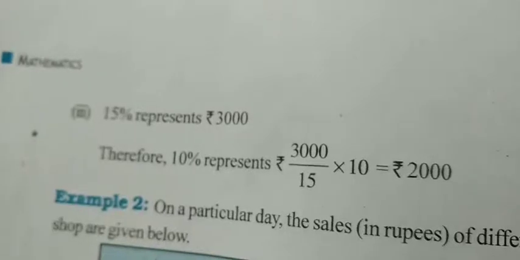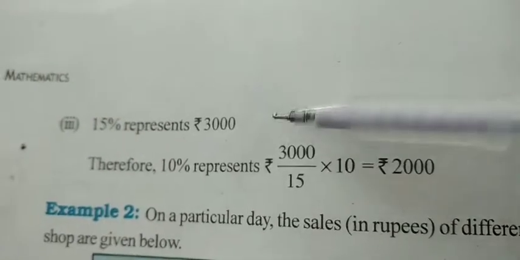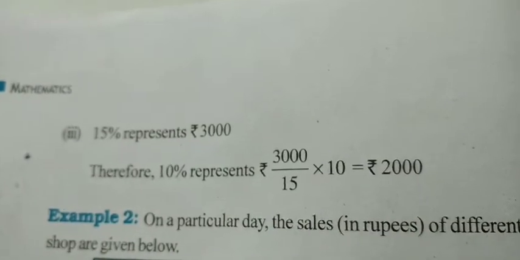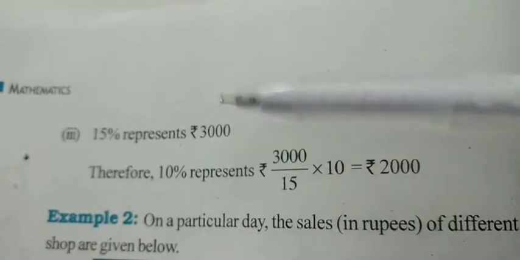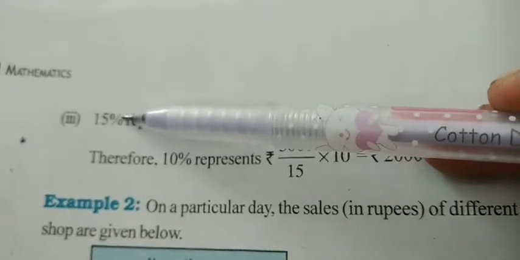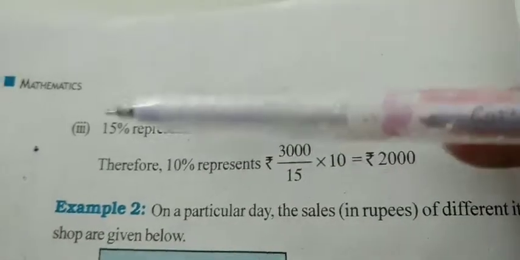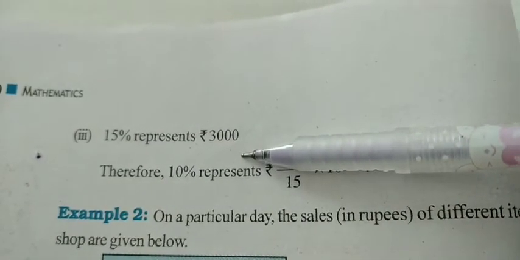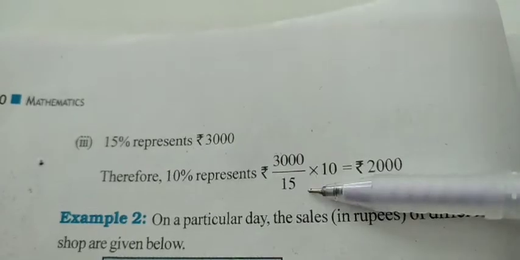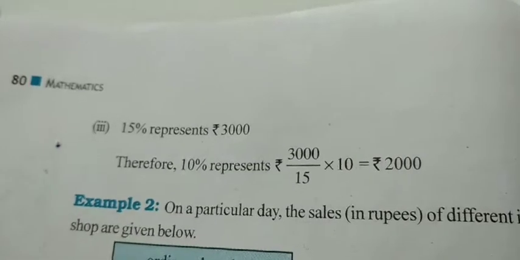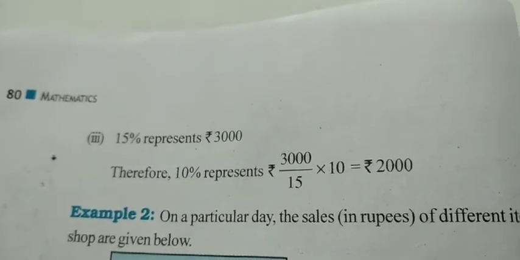So as I told you, 15% represents 3,000 and 10% represents the expenditure on clothing. So how will you calculate 15% or rupees? Under percentage, against 15% is 3,000, that is savings, and in expenditure, how much amount will come in 10% is to be calculated. So 10 into 3,000, cross multiplication, 10 into 3,000 divided by 15 will give you rupees 2,000. So rupees 2,000 is the expenditure on clothing. This is how you have to calculate.